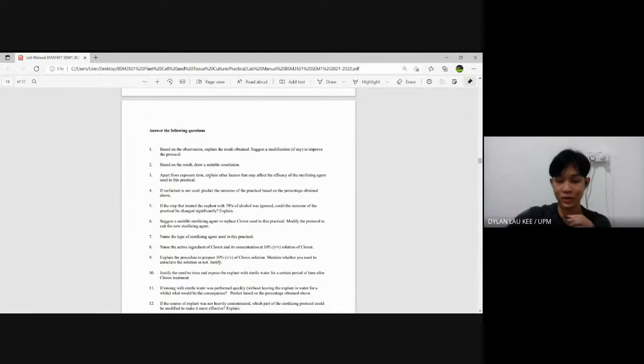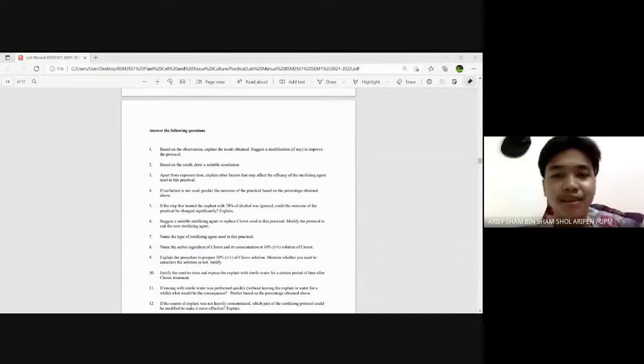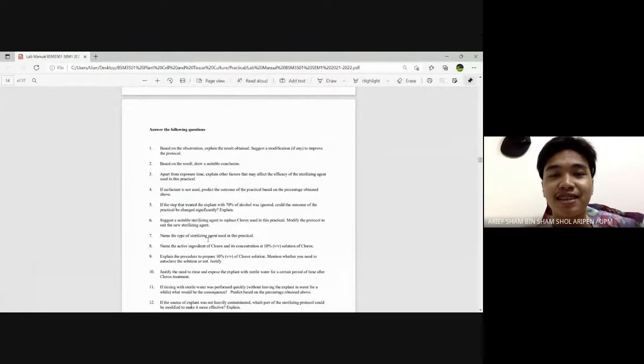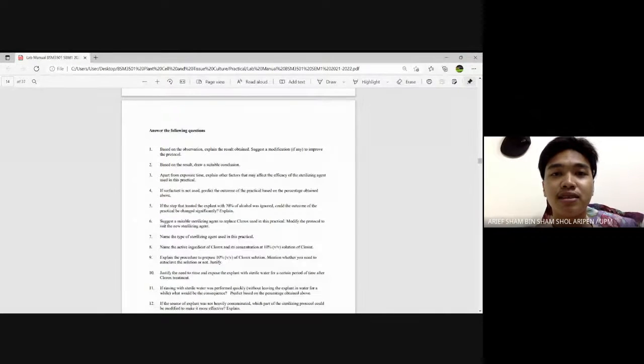Based on the result, draw a suitable conclusion. So anyone would like to try for this? May I try again for the second question? Okay, sure. Based on the observation and the results that we have obtained, we can see that explants can be sterilized completely by immersing them in 70% ethanol for 30 seconds and 10% Clorox for 15 minutes. So that means that the longer the exposure to the sterilizing chemical, on the other hand, will result in explants that will be dead.